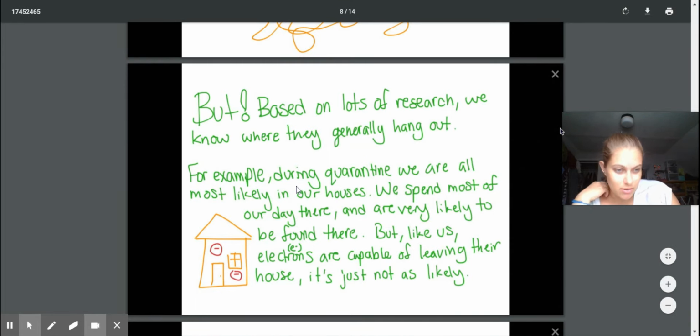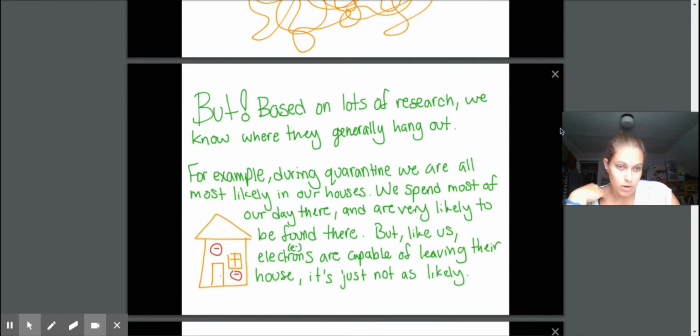so this kind of goes down into the electrons and where they hang out, generally where they can be found, which I made the coronavirus equivalent or reference. So there's a place, a house that us humans can generally be found in, but does that mean we're always there? No.